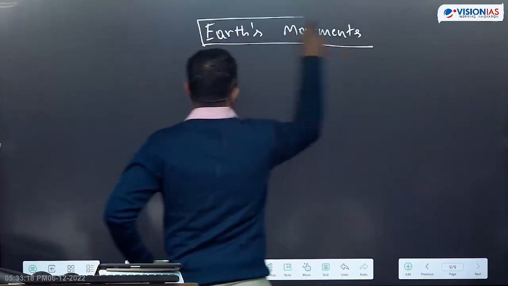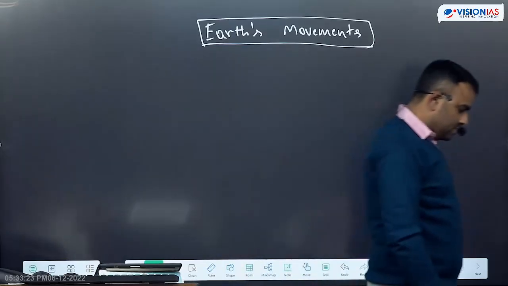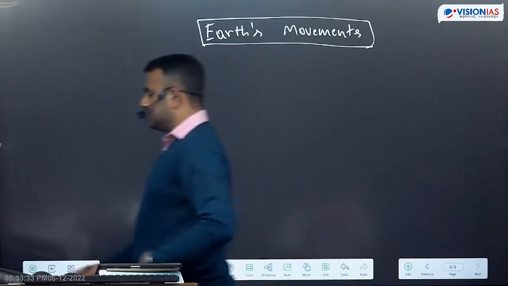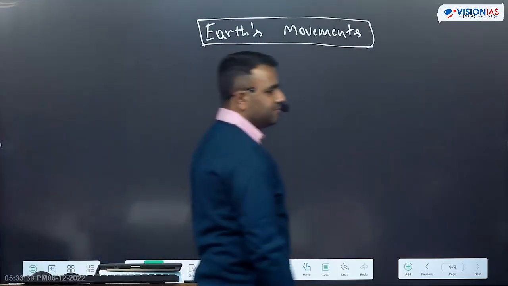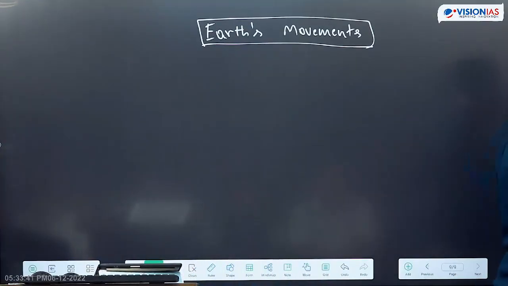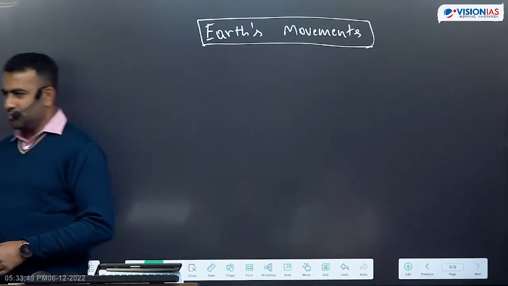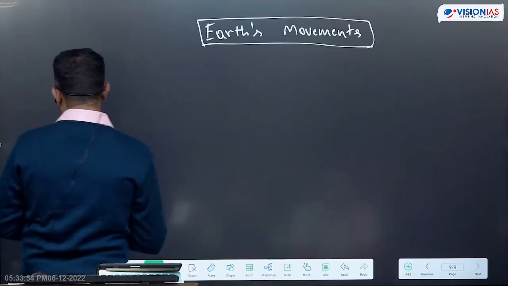Earth's movements. This topic refers to the different kinds of changes which we observe on the surface of Earth. On the surface of Earth there is no uniformity in topography, right? What is topography? Elevation, the type of land. Sometimes it is plain, sometimes mountainous, sometimes hilly, sometimes plateau. There is no uniformity here. That is what topography is.